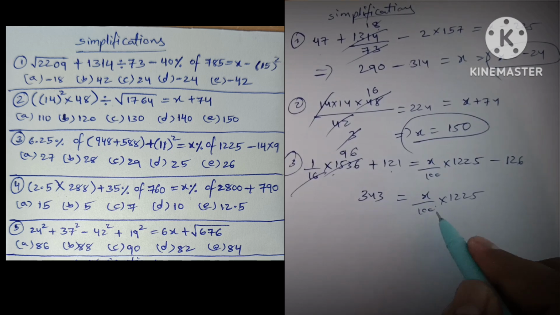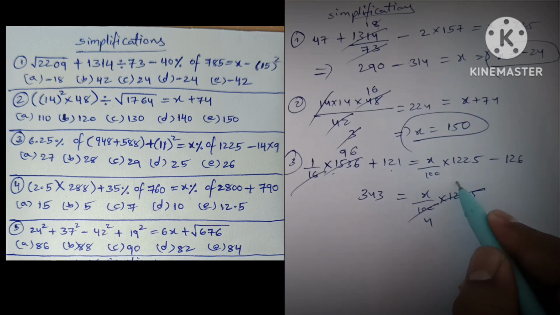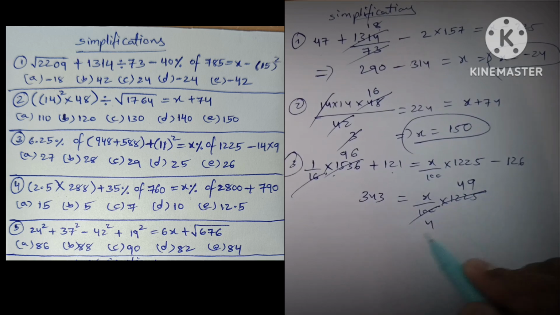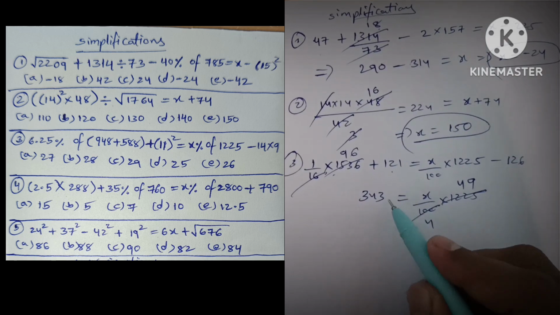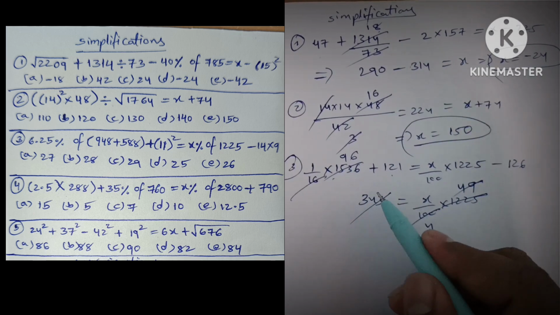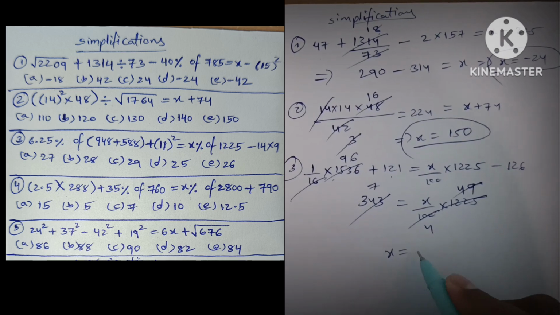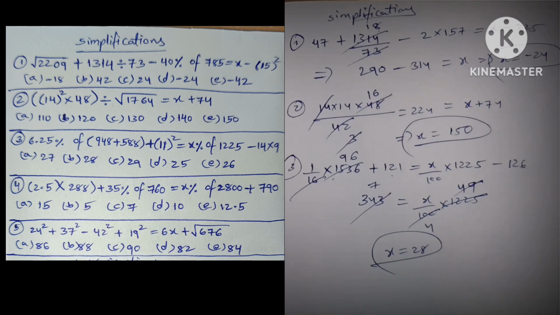Now 25 4 times, 9 times. This is 7 times. Therefore x equals to 28. This is our answer.